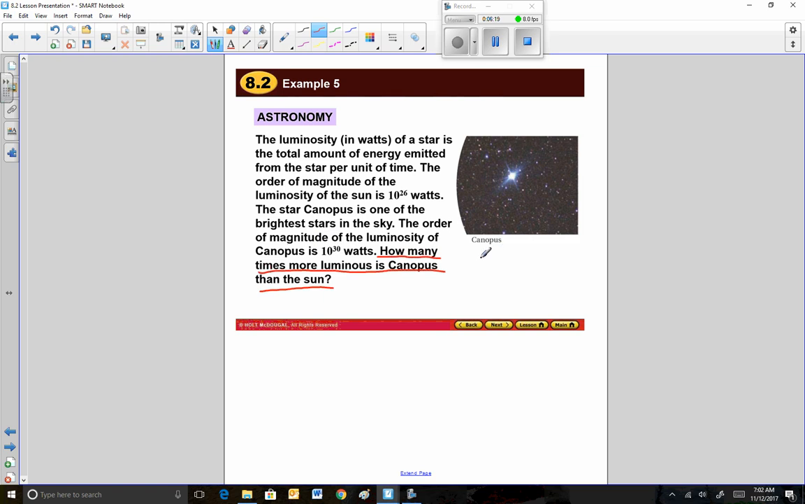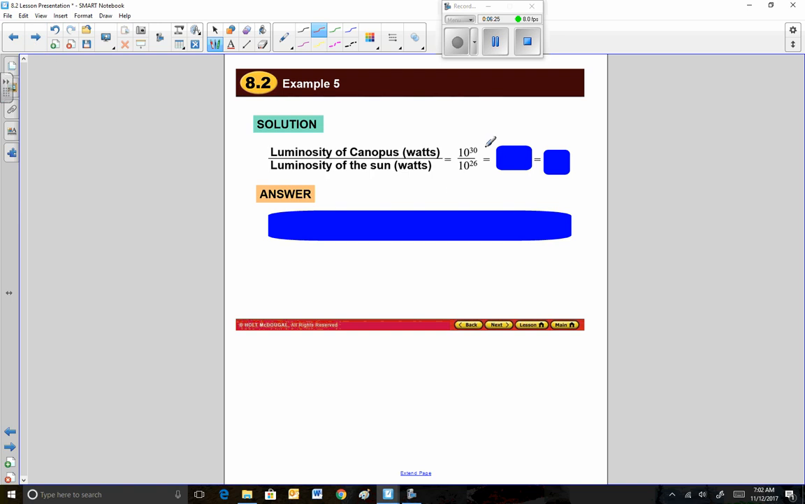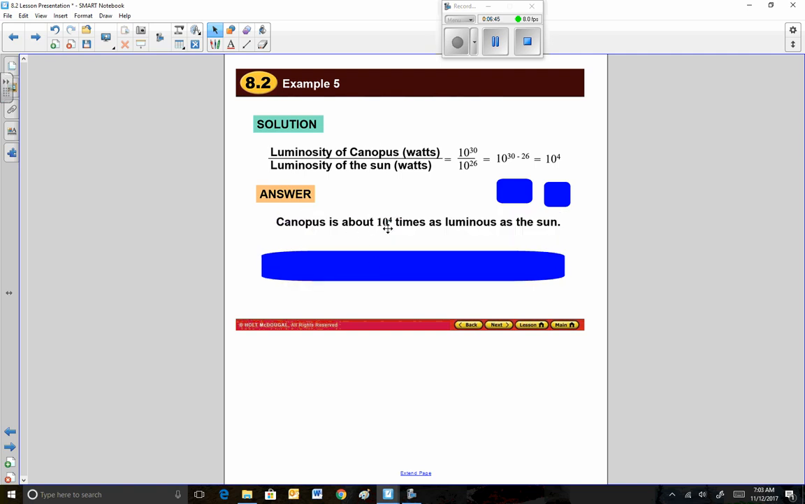Then all we have to do is take 10. Well, I'll just switch sides. They write so much nicer than me. 10 to the 30th for the Canopus, because it's more, over 10 to the 26th. So all we have to do for that, obviously, is they have the exact same base, is subtract. So we get this, and we get 10 to the 4th. And so how much more luminous is Canopus? Well, Canopus is about 10 to the 4th times as luminous as the sun.